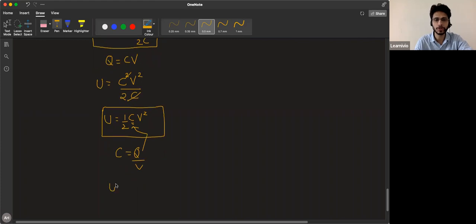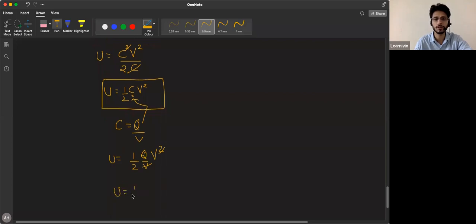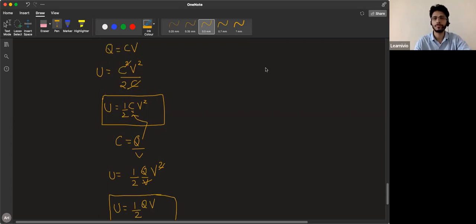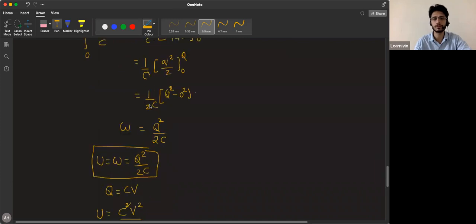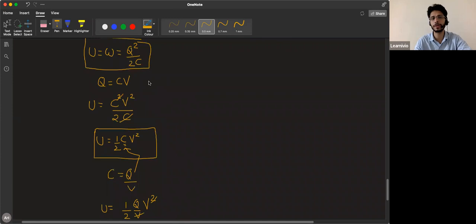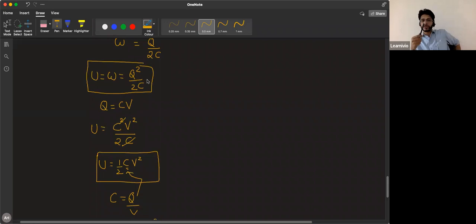When you make this substitution, we get U is half C, which is Q by V into V square. So V square and V will get cancelled out. You will have potential energy, which is half QV. So this is it. U is half QV, half CV square, Q square by 2C. So these are three expressions to calculate energy in a parallel plate capacitor. Note it down. Then we'll do some questions on energy and force.